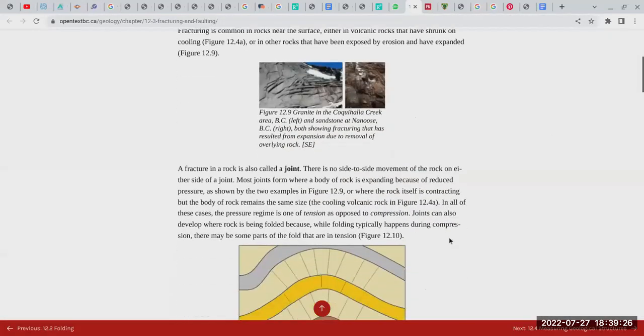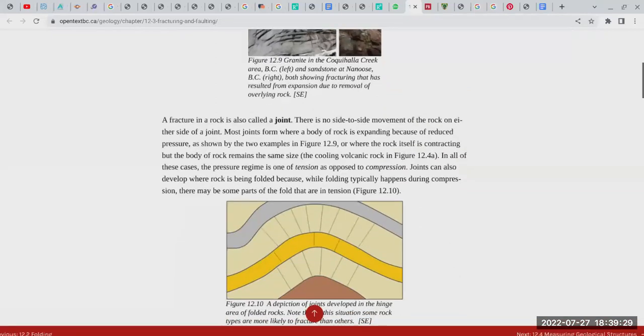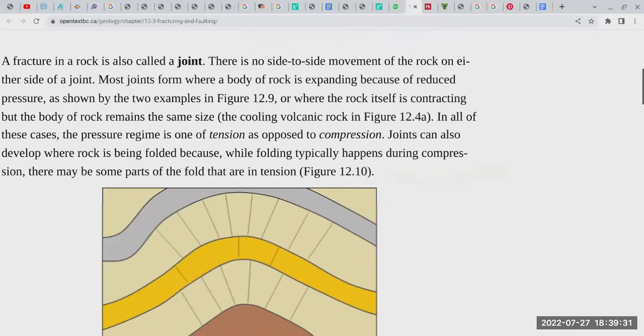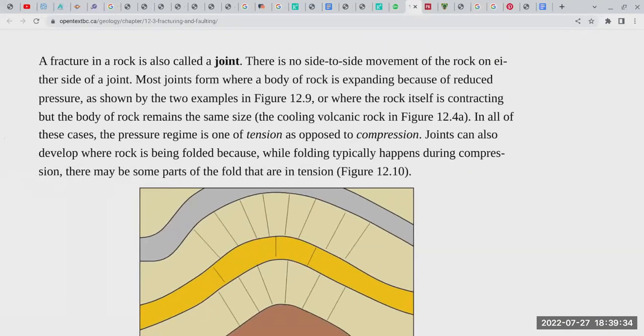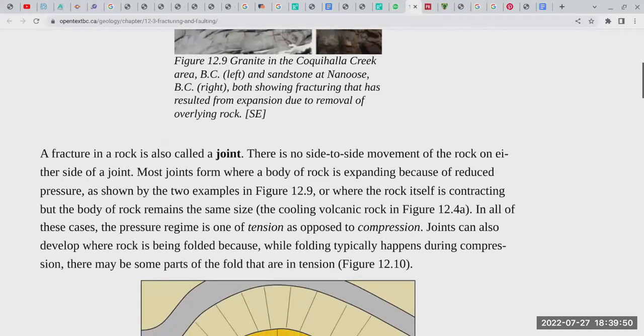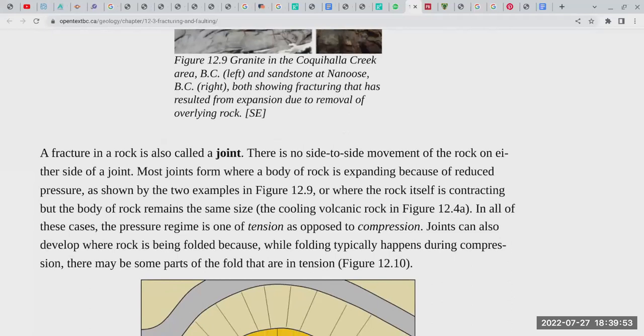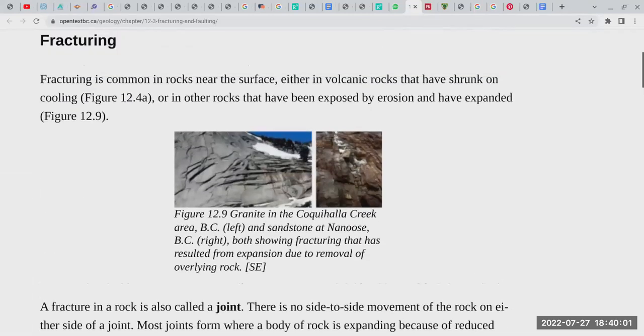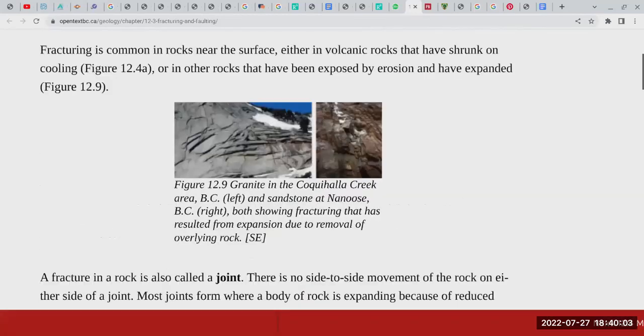All right, let's go. A fracture in a rock is also called a joint. There is no side-to-side movement of the rock on either side of the joint. Most joints form where a body of rock is expanding because of reduced pressure, as shown in the two examples in figure 12.9, or where the rock itself is contracting but the body of rock remains the same size, such as the cooling volcanic rock in 12.4a. I don't have 12.4a, that is another page, so we can forget about that.